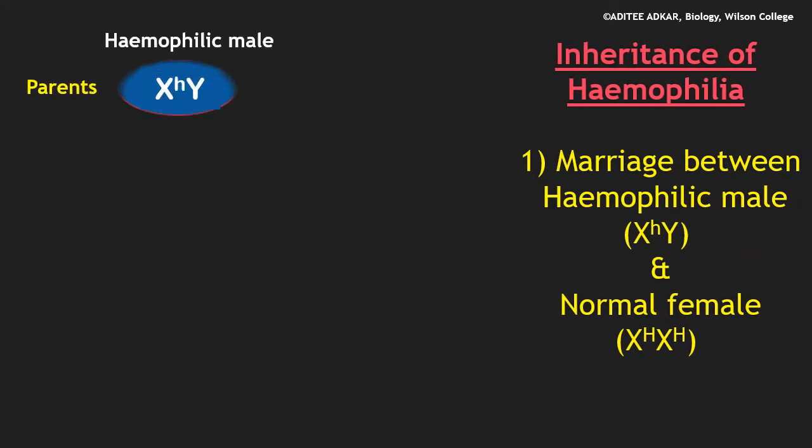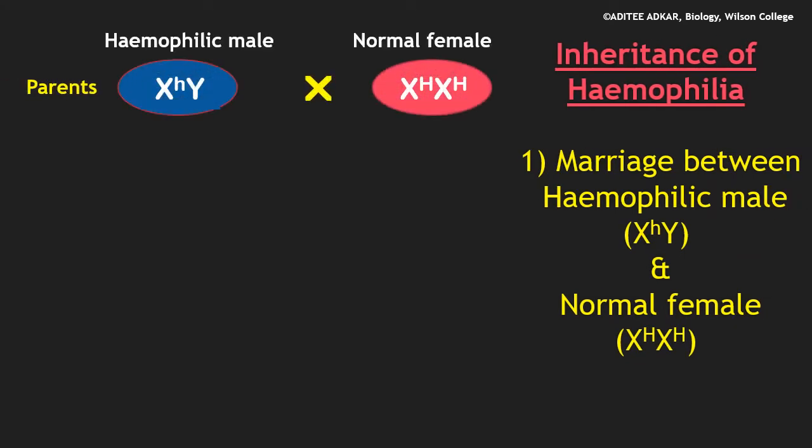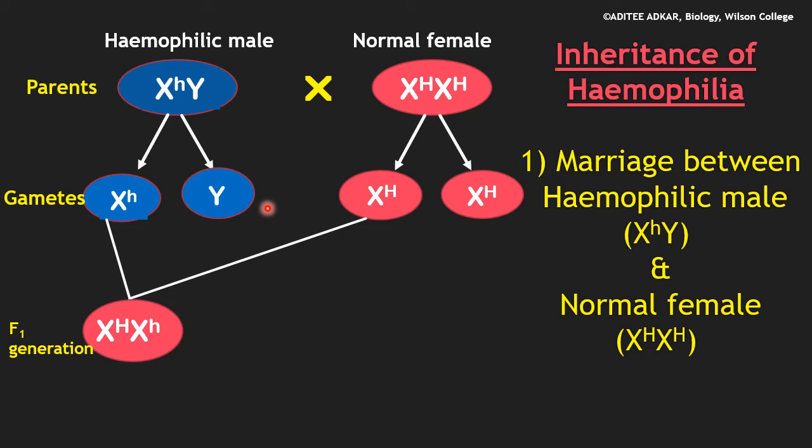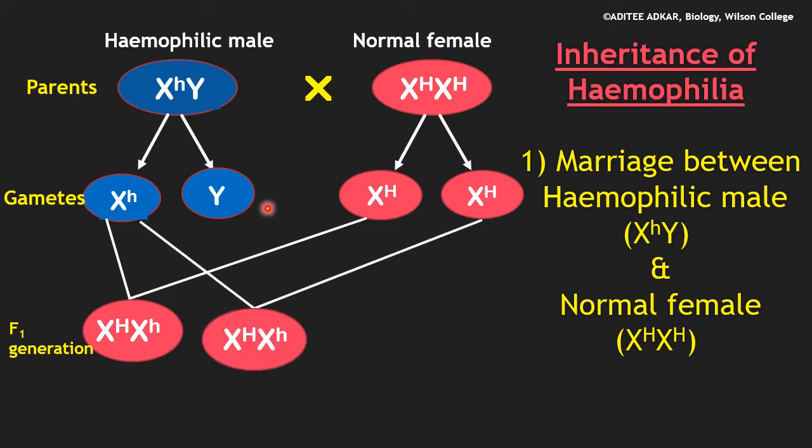Let's now understand how hemophilia is inherited. First, let us study the marriage between a hemophilic male and a normal female. Hemophilic male and normal female are the parents. See what are the gametes produced by them. These are the gametes. Now, let us consider the four possibilities of their offsprings. The first possibility is this. This is the second one.